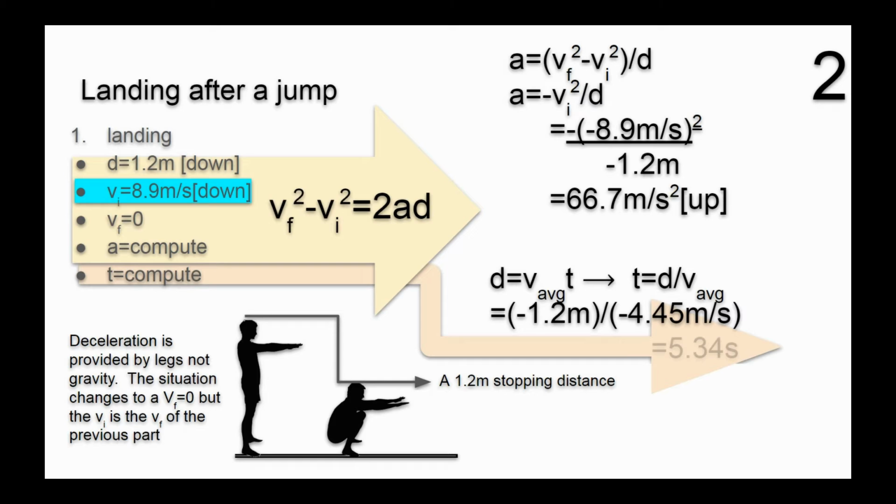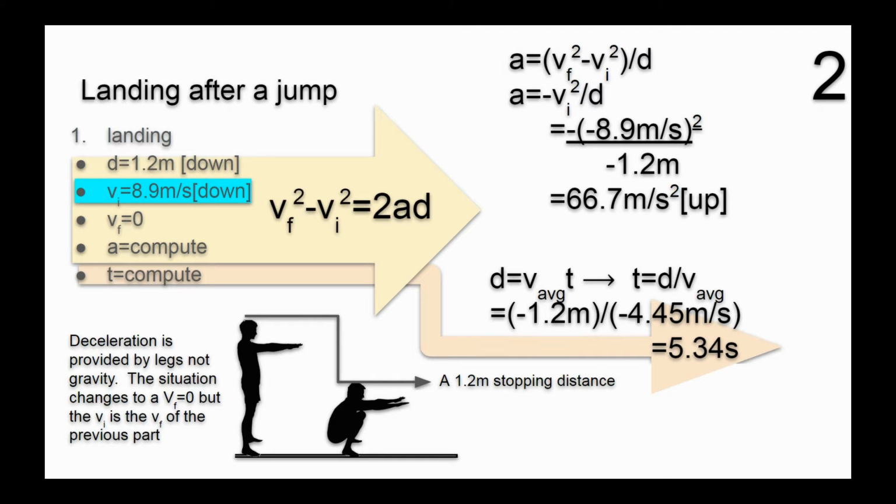Now for time, we can also again avoid using a calculated value. My favorite is the D equals V average times time. And we get about 5.3 seconds. Now, does this seem reasonable to you? Does it seem reasonable that we have a time of 5.3 seconds to stop? Does that seem correct?